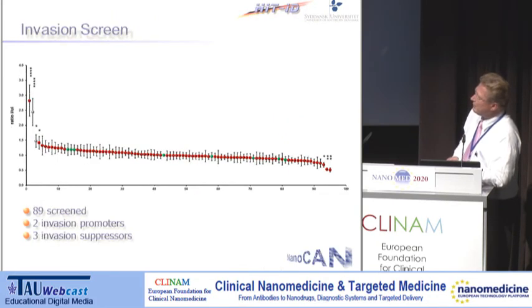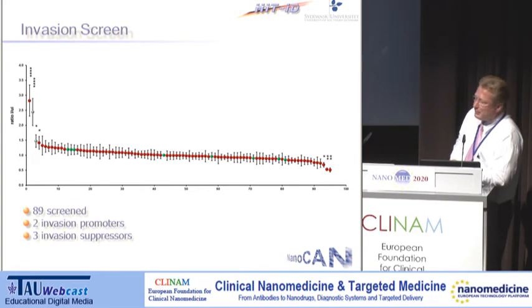But in this case, we also performed, in parallel, a high-throughput invasion screen, which is one of the steps in the metastatic cascade. From this screen, we identified two invasion promoters, one very strong, even better than our positive control, and three invasion suppressors.